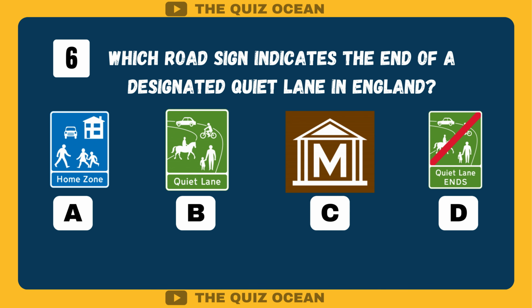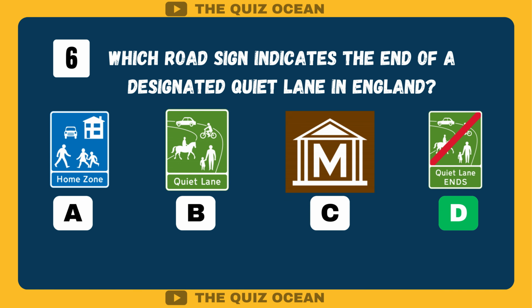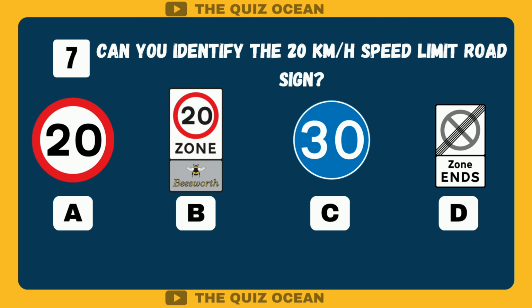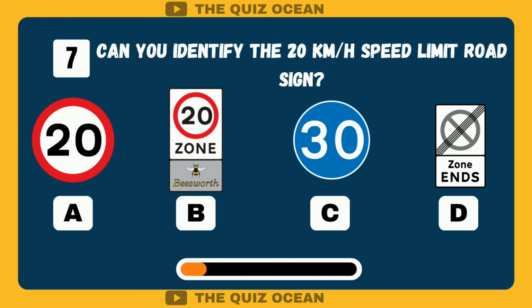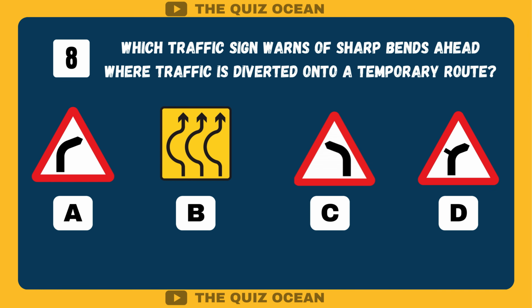Question 6. Which road sign indicates the end of a designated quiet lane in England? The answer is D. Question 7. Can you identify the 20 km/h speed limit road sign? The answer is A. Question 8. Which traffic sign warns of sharp bends ahead where traffic is diverted onto a temporary route?